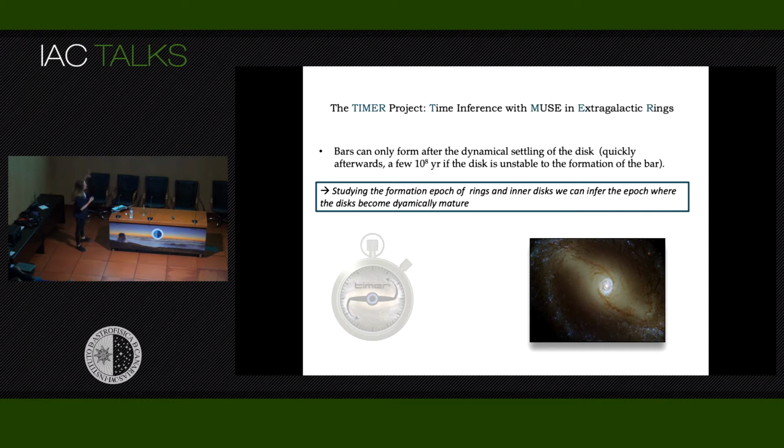So by dating these structures, like inner rings and inner disks, we want to mark the epoch that marks the transition between this accretion-dominated epoch and this internal evolution epoch. In some cases it's easier than in others. But apart from that, we can do a lot of other stuff with the data set, and we can study the influence of secular evolution and the properties of other structures.